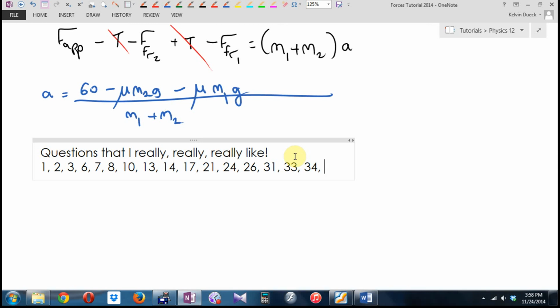So for the scholarship section, I think 36 is totally fair game. 36 has one mass with friction on a ramp and another mass hanging in the air. I've given you stuff that tough. They give you mu, the coefficient of friction. They're saying find the acceleration of the 8 kilogram block. Actually, you're going to find the acceleration of the whole thing because that is the acceleration of the 8 kilogram block.